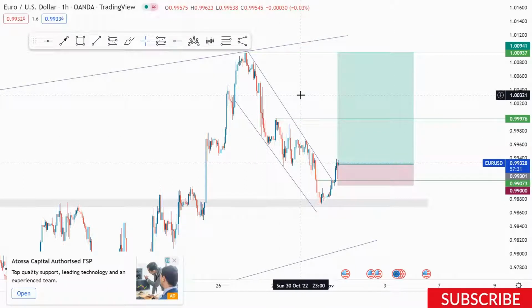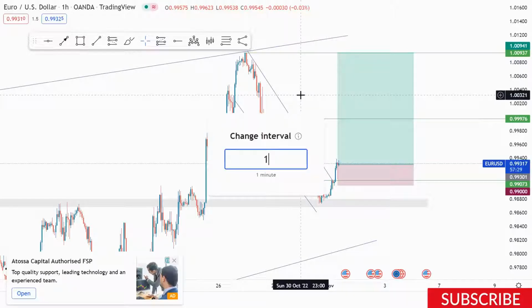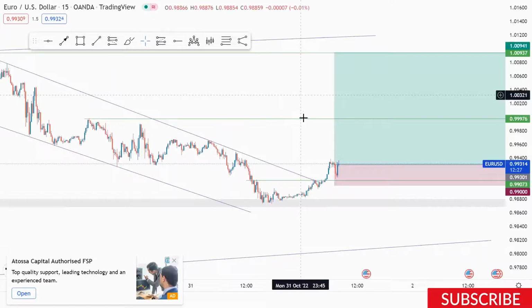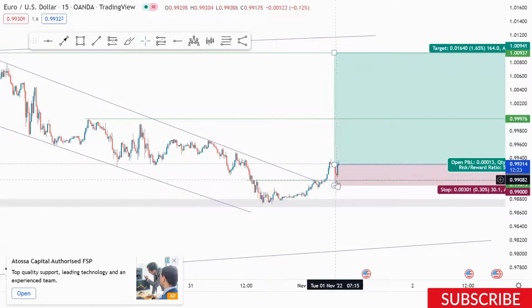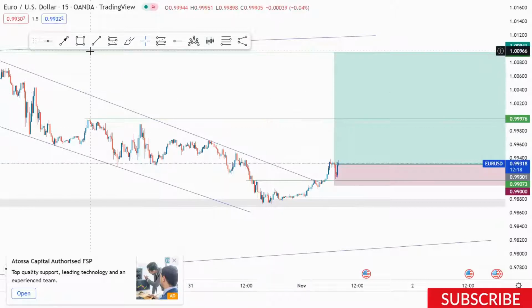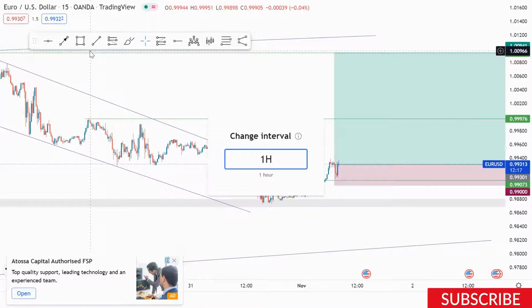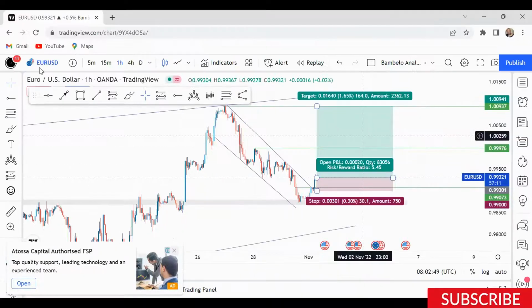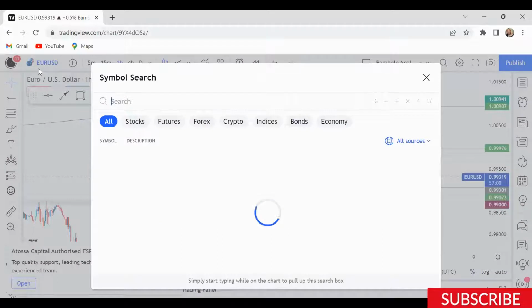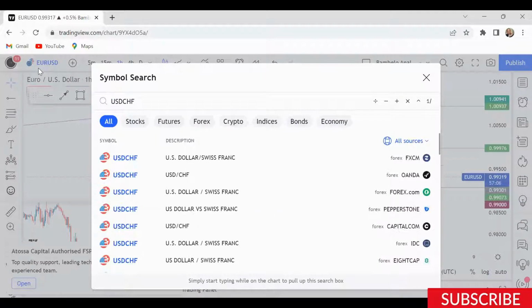Okay, so dropping maybe to the 15-minute. On the 15-minute, we broke out, came back for a retest. So what's happening now? The market gave us a bullish engulfing candle, so we really might be headed to the upside. So let's move on now to the one that is negatively correlated with Euro USD.